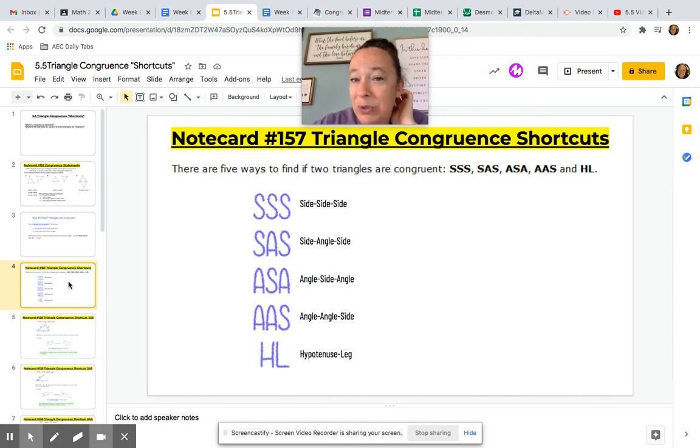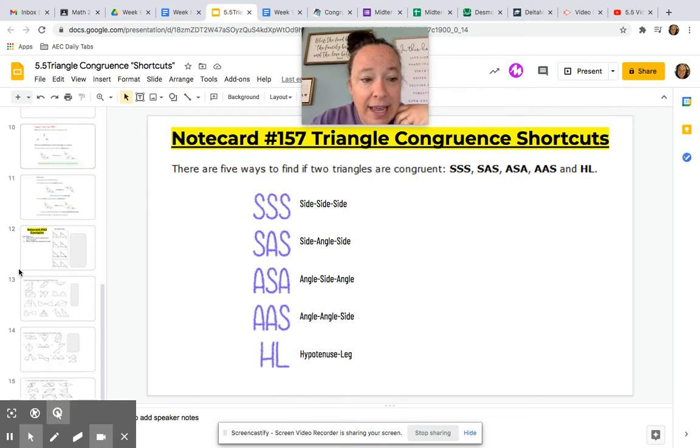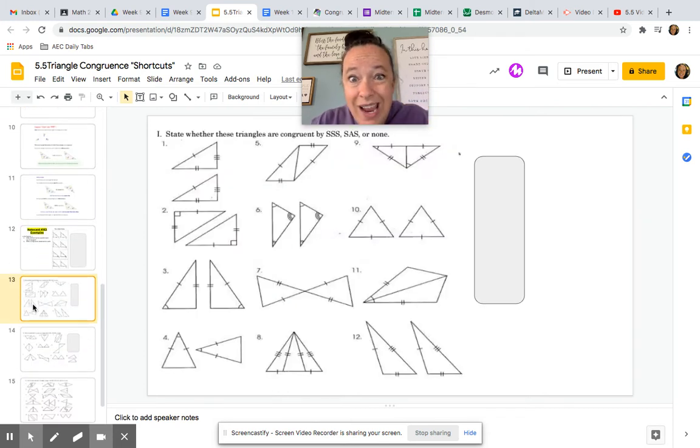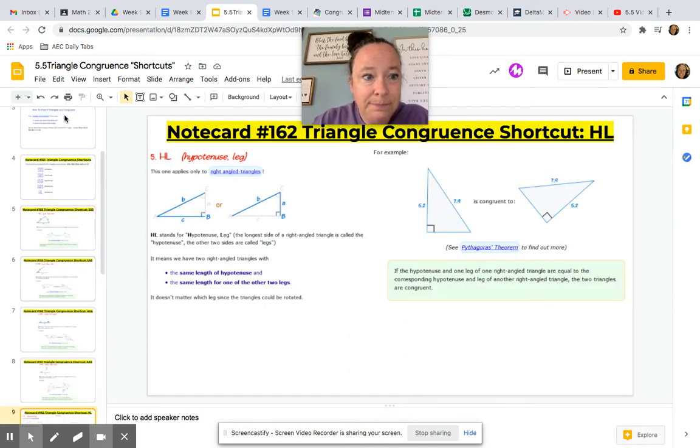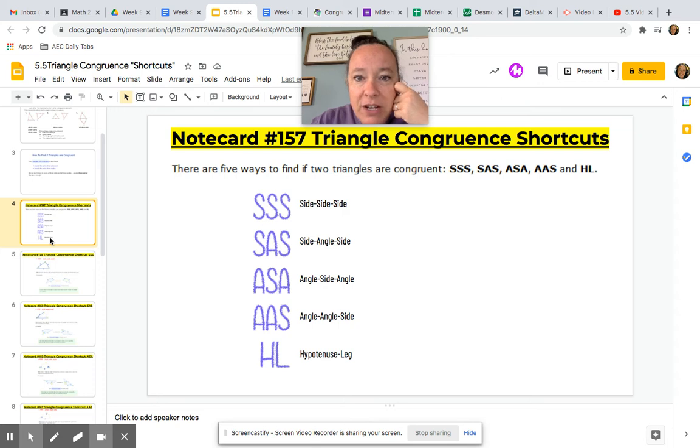So I want you to get note card 157 out and write all of this down. I want these to be colorful, the SSS, SAS, ASA, AAS, HL, and then make sure that you can see it easy, make them bold. That way it's easy to remember, because you need to know that these are the 5 ways, and you're going to be given triangles like this and have to say which shortcut proves that they are congruent, okay? So pause me and finish up note card 157.